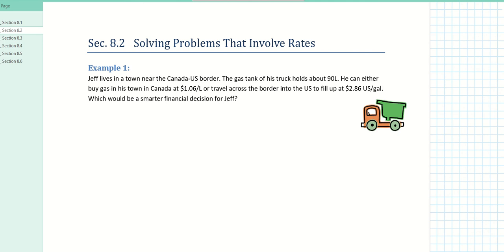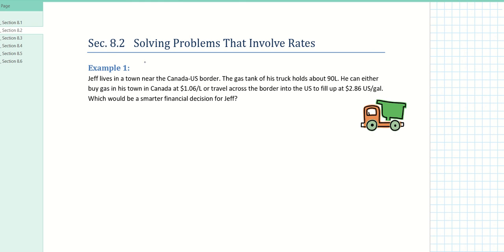Well, it's going to depend on a couple of things: the price of gas and the conversion rate, which is not given in this question. So I just picked a conversion rate that we can use. It might not be the current conversion rate, but just for the purpose of this question. So we need to know the conversion rate between the Canadian dollar and US dollar, and we also need to be able to convert gallons to liters. So there's two things we need to know, right?